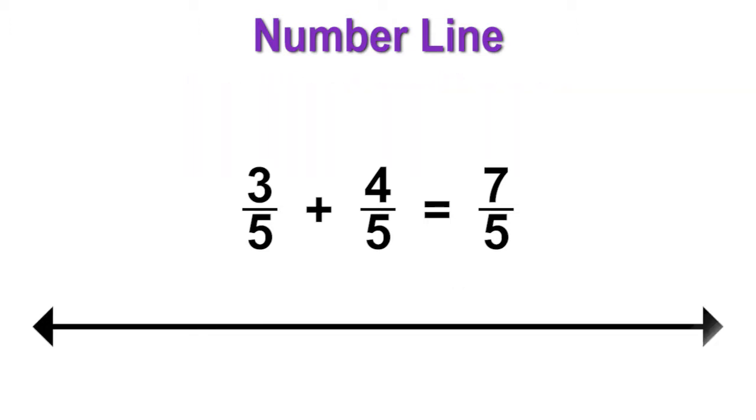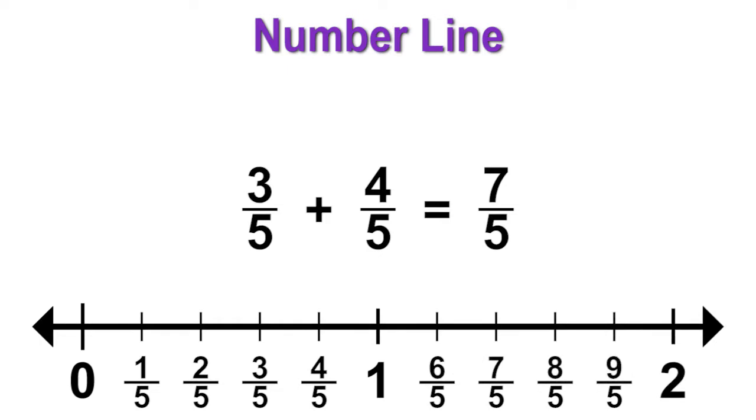We begin by drawing a number line greater than 1. Let's draw it to the number 2. We'll partition each number into fifths. 3 jumps of 1/5 each will represent the addend 3/5. Then jump 4 more fifths to add on to the 3/5.